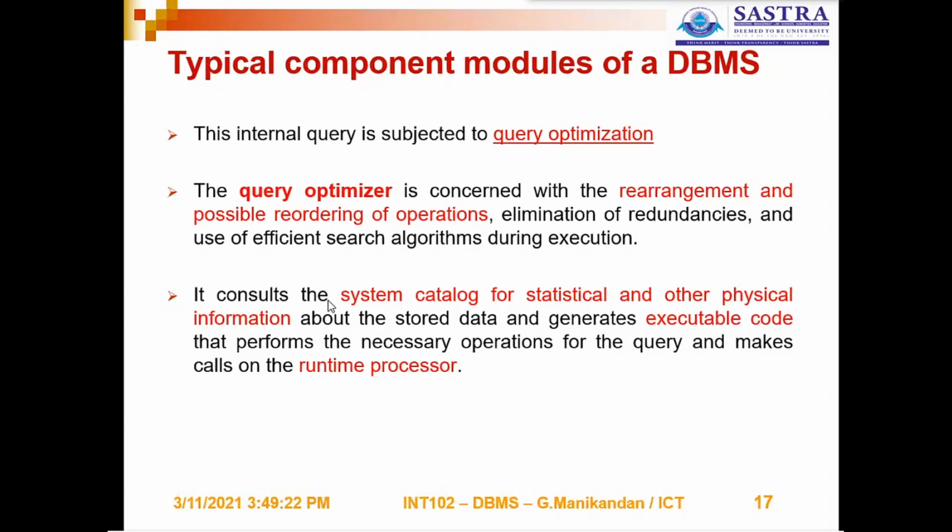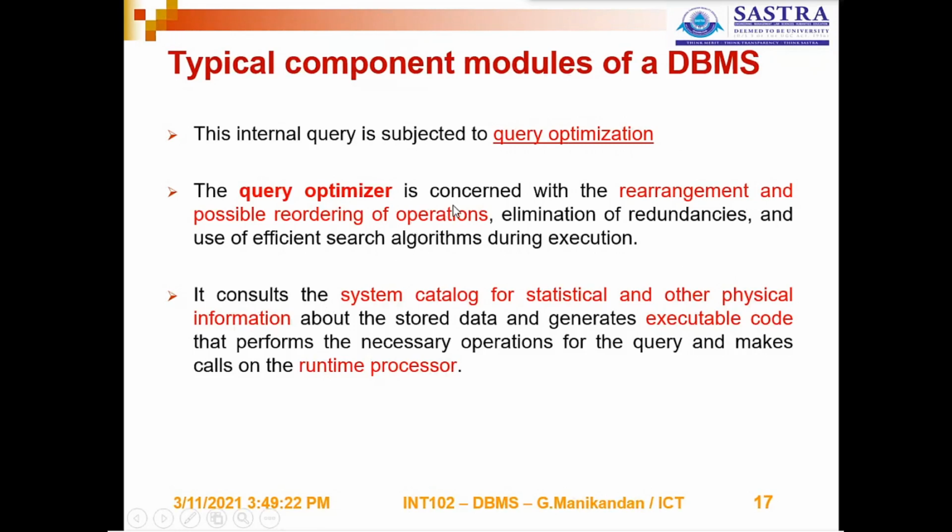If you remember the example I explained along with the advantages of DBMS, in some cases you can perform select first, then project, or project followed by select. Both give you the same answer. But in some cases, if you change the operation, there is a chance for reduction in the cost. You want to eliminate the redundancy. Then you can employ an efficient search algorithm to retrieve the records.